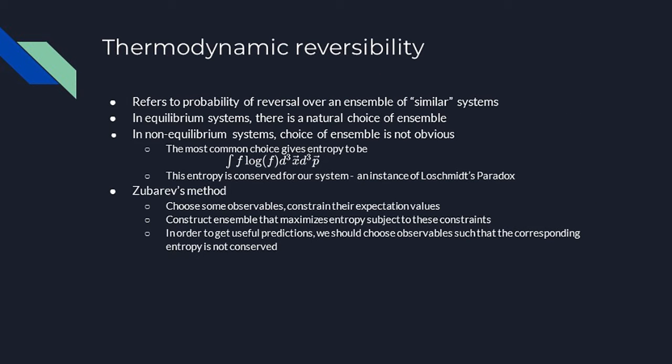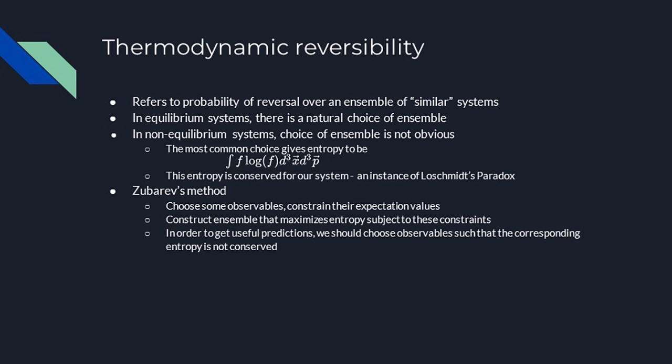Now, aside from our ability to run a simulation backwards, we could also talk about thermodynamic reversibility, which is usually what physicists mean when they say that a process is reversible. The thermodynamic reversibility refers to the probability of a process running in reverse over some large ensemble of systems, which for equilibrium systems, usually we choose the ensemble to be the ergodic measure of the system. Our system is highly non-equilibrium, and so the choice of ensemble is not obvious. The most common choice gives a form for the entropy that actually turns out to be conserved, so it can't tell us anything interesting about thermodynamic reversibility, at least in the collisionless case.